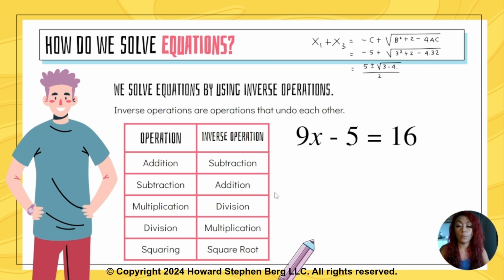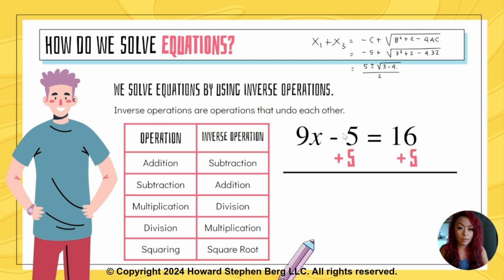So let's solve this equation together. 9x minus 5 equals 16. Let's start by removing this minus 5. So the inverse operation of minus 5 is plus 5. So we're going to add 5 to both sides, right? Because it's an equation, both sides of the equal sign are balanced. They're the same. So if we do something to one side, we have to do the same exact thing to the other side of the equal sign to keep both sides balanced.